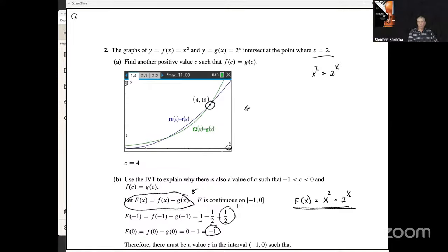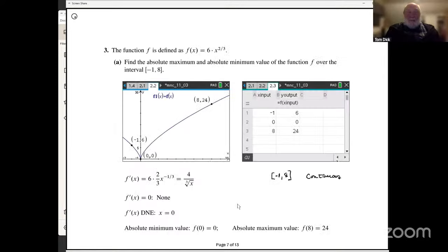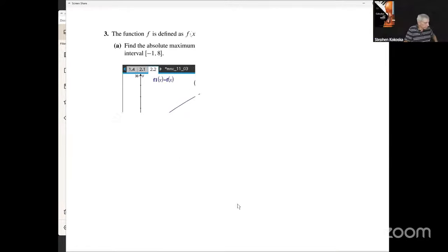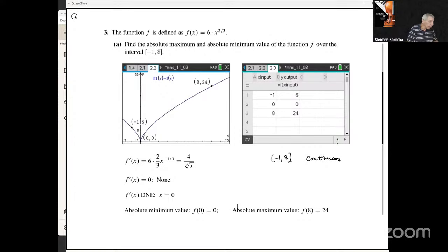All right. Shall I look at 3, Tom? Sure, go ahead. Okay, let's take a quick look at 3. So here we have a new function f. It's defined to be 6 times x to the 2/3. So it says, first, find the absolute maximum and absolute minimum value of the function f over that interval.